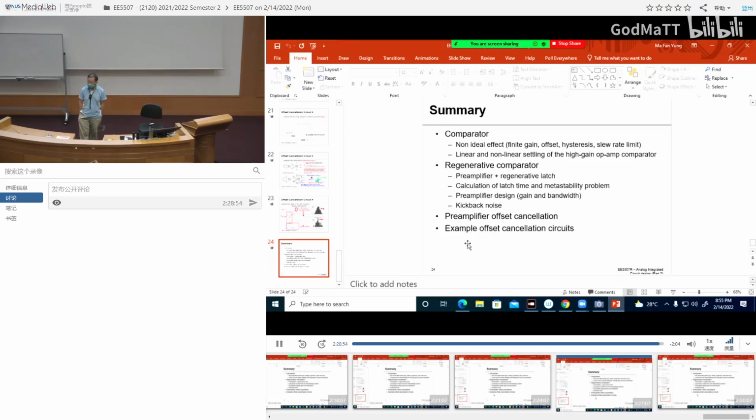LTspice, do you all know how to use that? Oh, it's the same situation. Okay, I think it's better. I think the whole direction is to go towards Cadence.